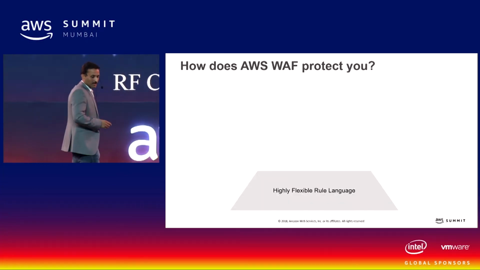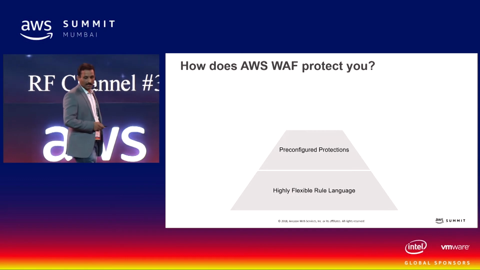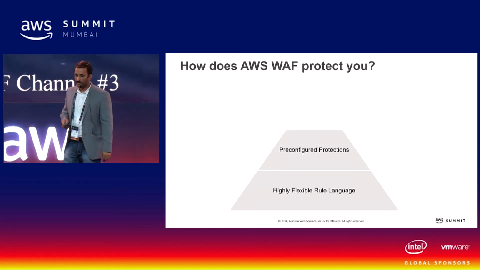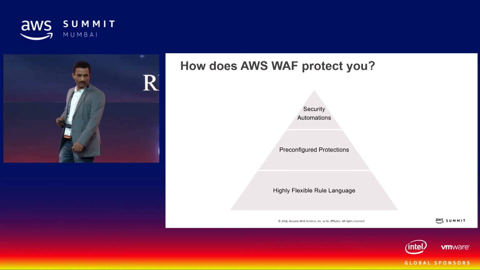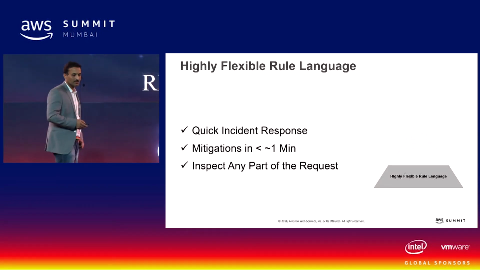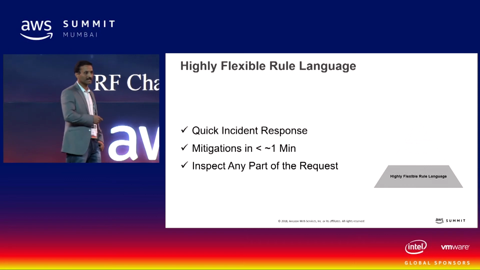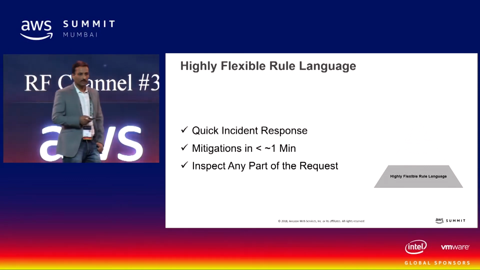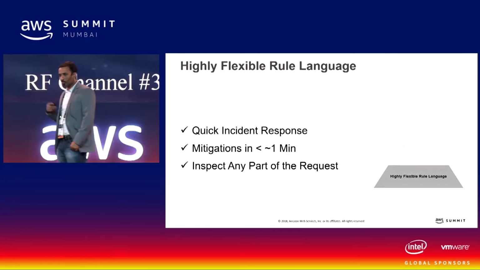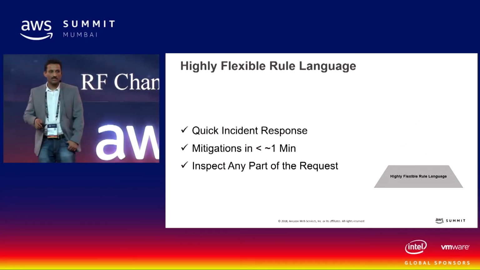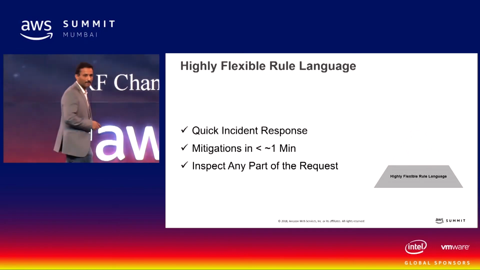So how does it protect? We talked about this already: highly flexible rules, pre-configured protection rules, and automation, right? So let's look at what a highly flexible rule language is, right? As I said, you can inspect any part of your request, and the mitigation you apply will be propagated to all your endpoints within a minute, right?